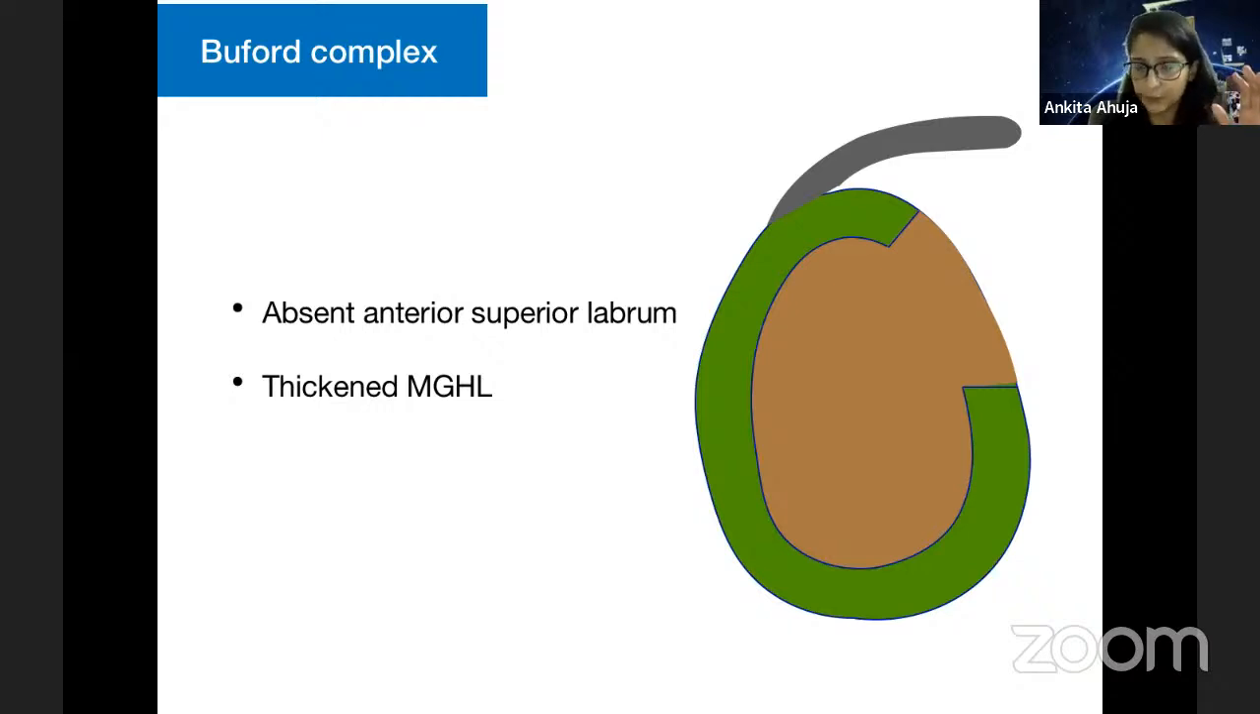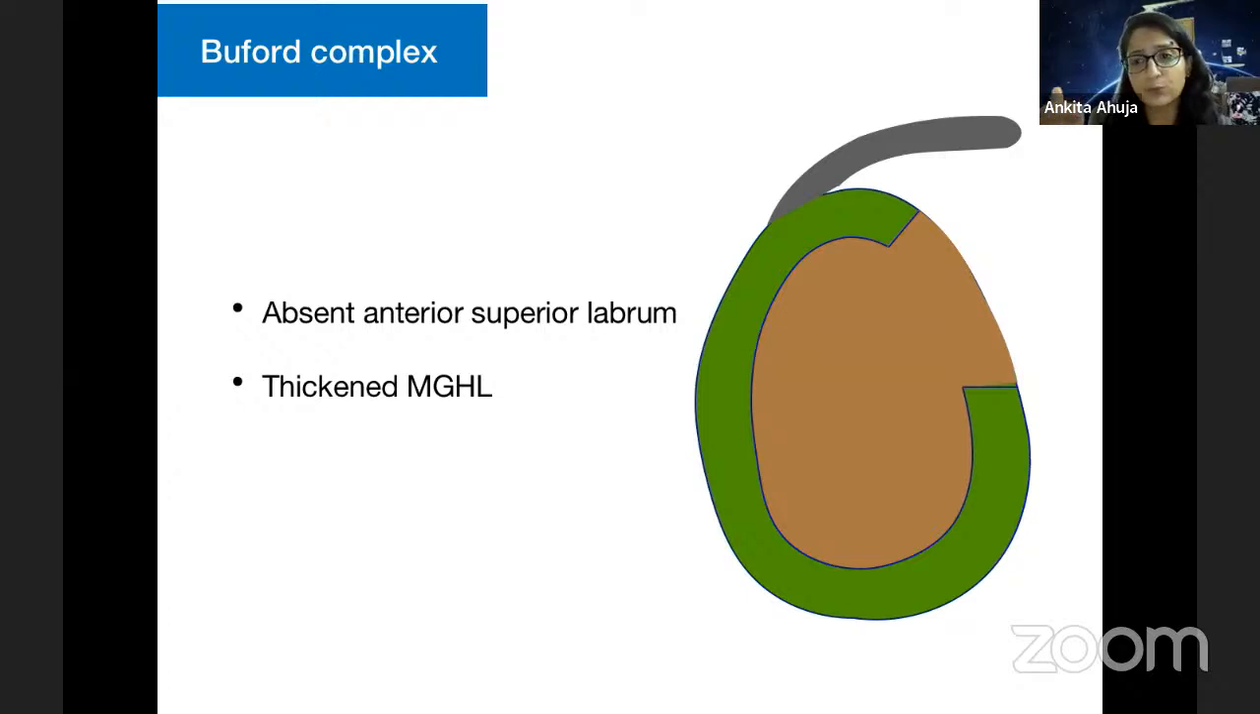What do you mean by Buford complex? It is when your anterior superior labrum is absent. So you do not have any anterior superior labrum, and instead you have a thickened middle glenohumeral ligament. Now, there are certain situations which we face in day-to-day life where your anterior superior labrum is very small and the ligament is thickened.